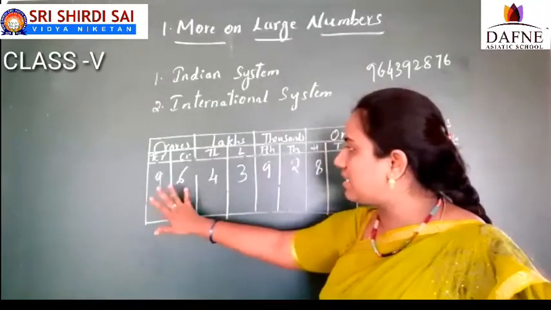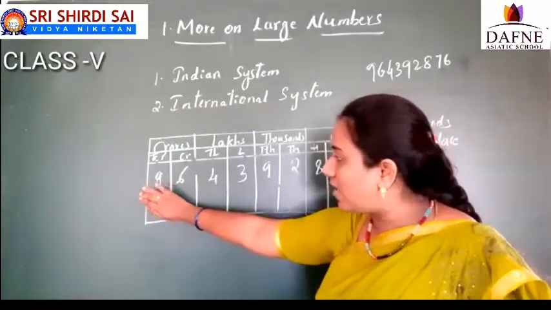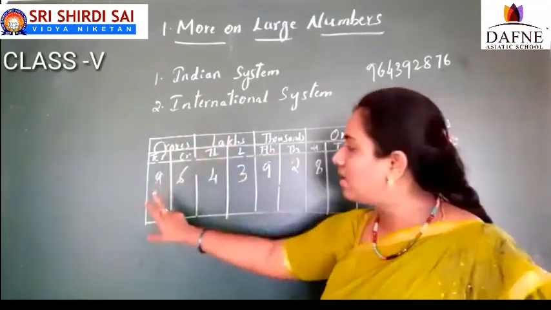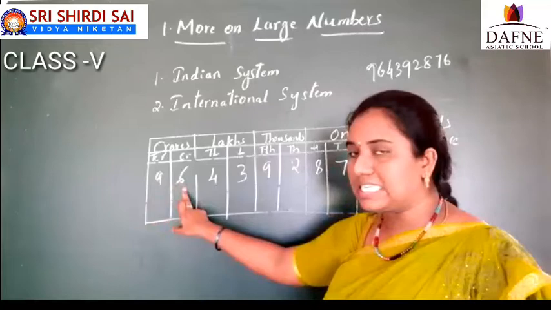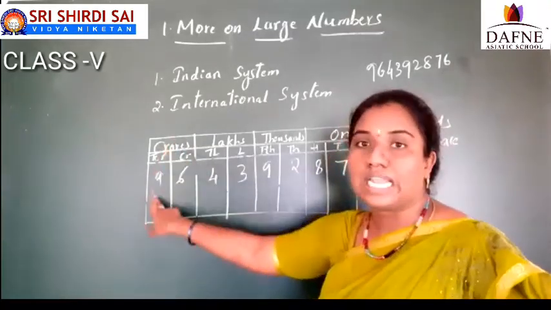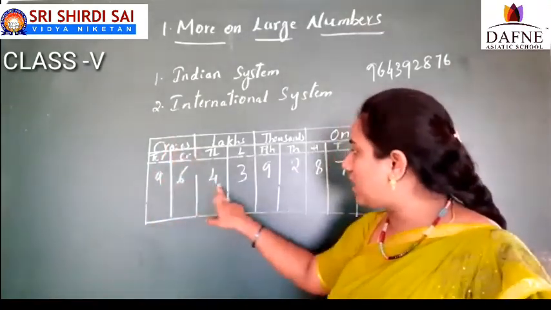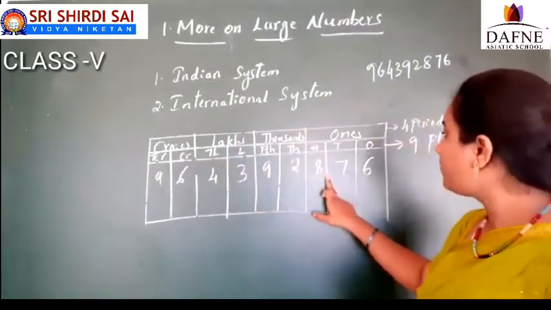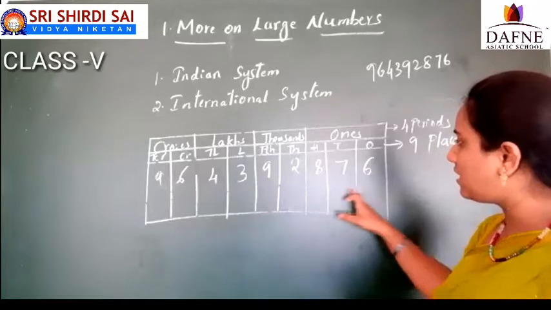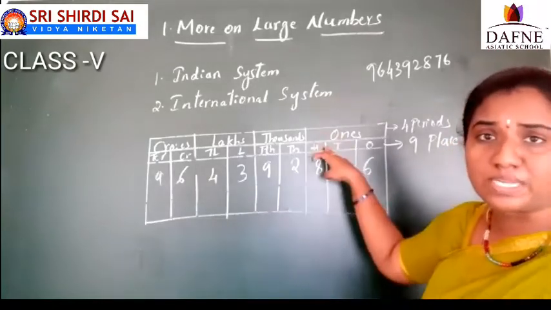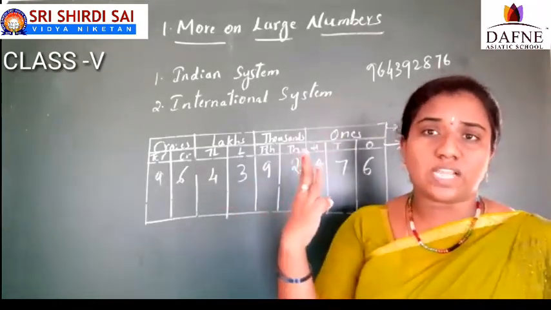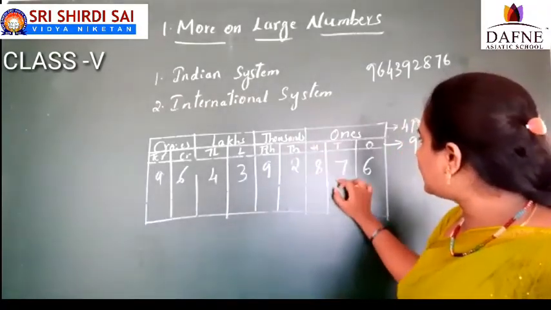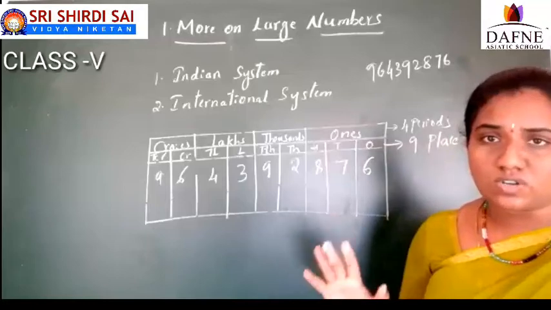So once again, we have to read the number and then the period. 96, what is the period? Crores. 96 crores 43 lakhs and 92,876. Why are we reading 3 numbers at a time? Because this period is divided into how many place values? 3 place values. That's why we are reading the number like this. 876. Have you understood now?